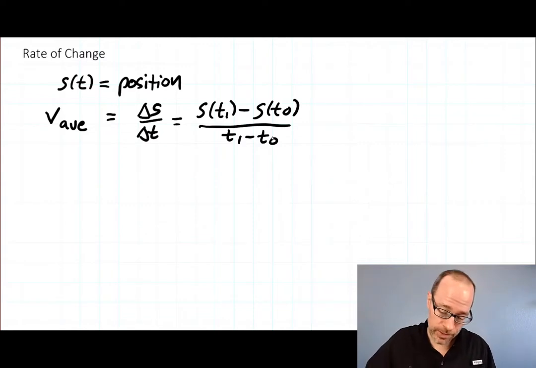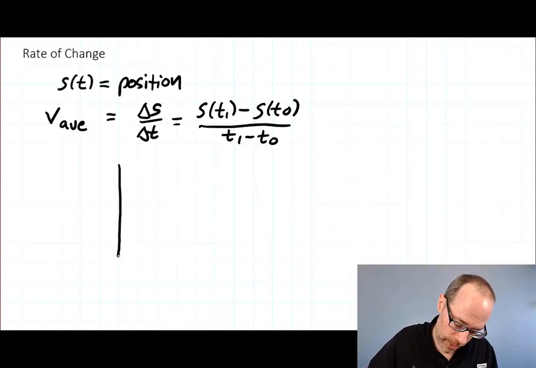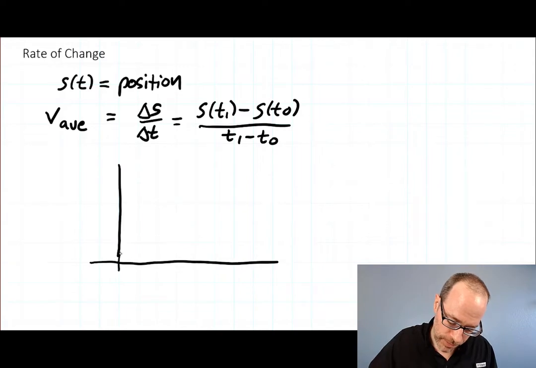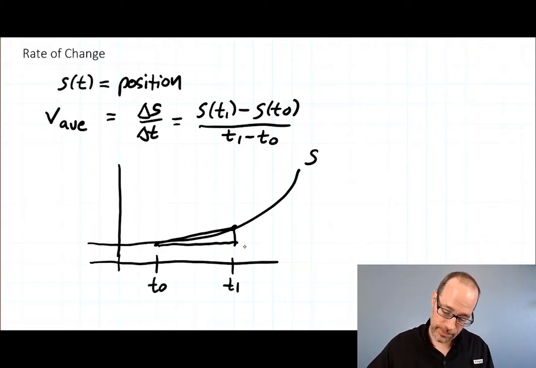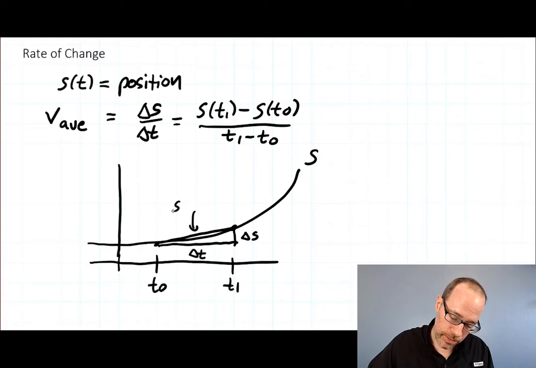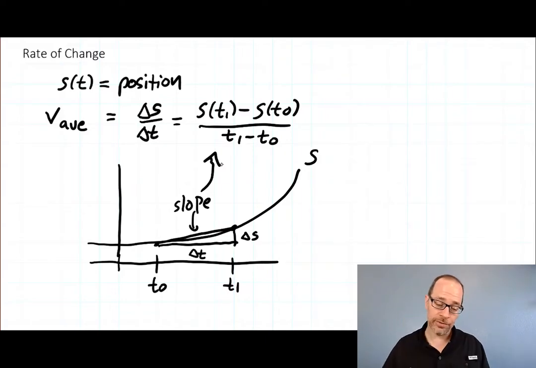And there was a picture that went along with it. Remember, if you were to graph your position as a function of time, say it looked like this, and you put t0 here and t1 here, then if you connected these 2 points, made a triangle this way, then this distance here was the change in time, this distance was the change in s, and the slope of that secant line was actually geometrically what that average velocity was.